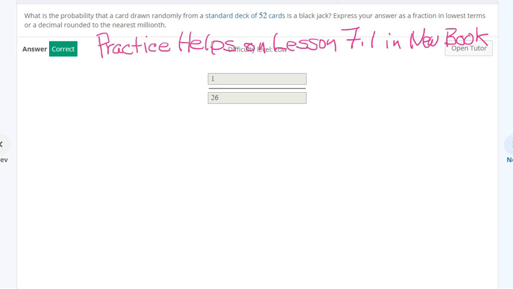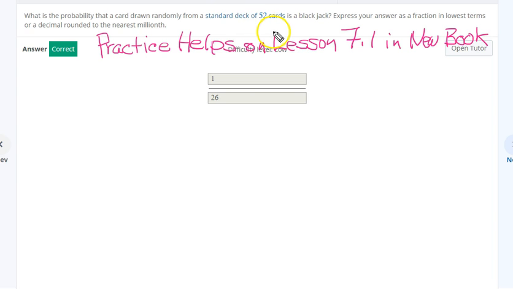Working in lab these last few days, a number of students have asked for help in regard to items in the new book. So what I'm going to do here is go through the practice in regard to some items in 7.1, which is Introduction to Probability.